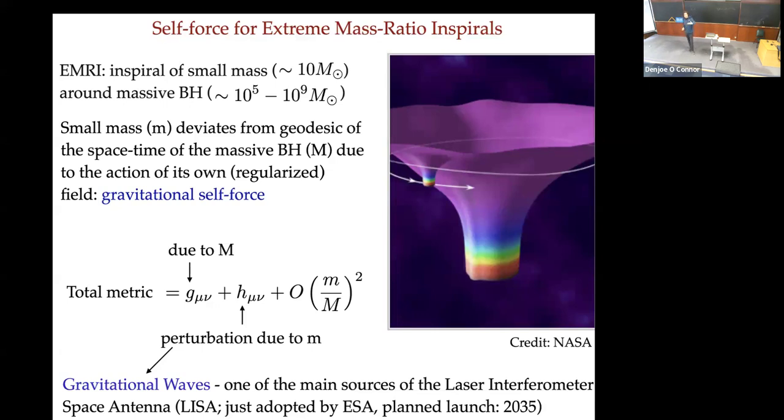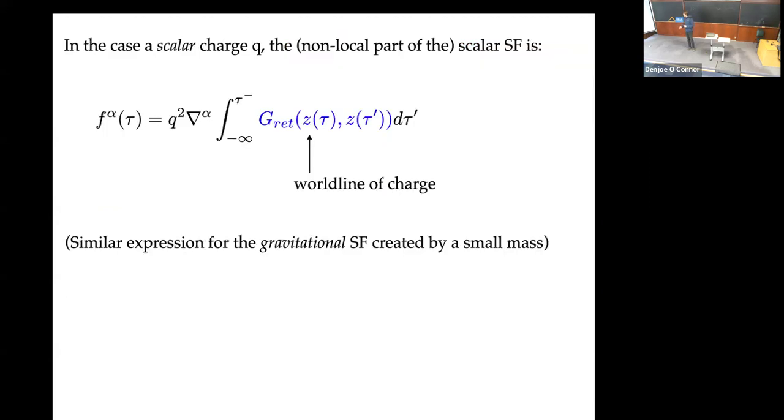That gives rise to the gravitational waves, which could eventually be observed on Earth. Indeed, LIGO has detected gravitational waves from black hole inspirals, not in the extreme mass ratio limit. There's going to be the Laser Interferometer Space Antenna, LISA, which was just adopted by ESA a month ago, and that's planned to launch in 2035. And one of the main sources of gravitational waves for it are going to be extreme mass ratio inspirals, which can be modeled using perturbation theory and the gravitational self-force. So the smaller mass deviates from a geodesic of the background spacetime due to the self-force.